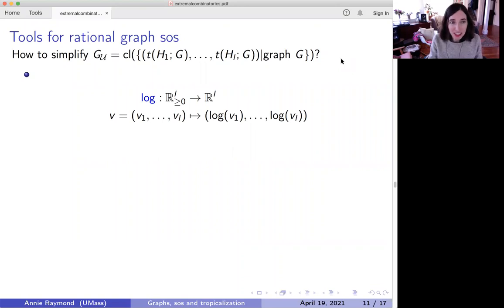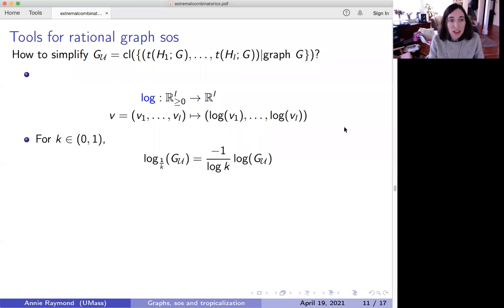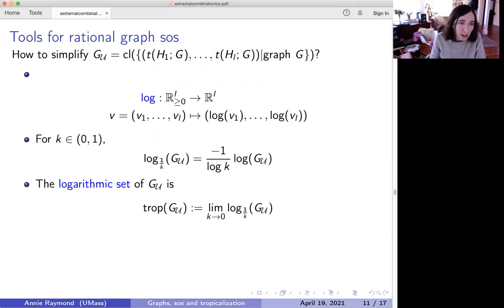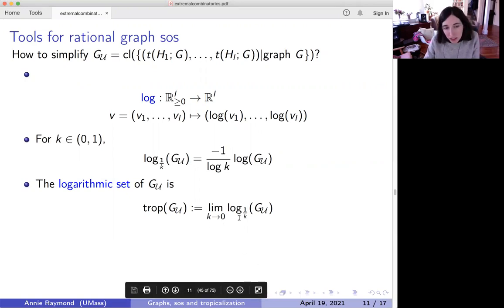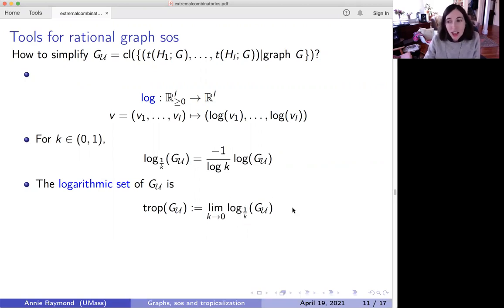So what does tropicalization do? I have this log operation, which I apply to any point V. I take the log of each component, and I can take the log in whatever base, so this is really just a change of bases. The logarithmic set, or the tropicalization of my graph profile, is the limit as k goes to 0 of the log in base 1 over k of every point in my graph profile.